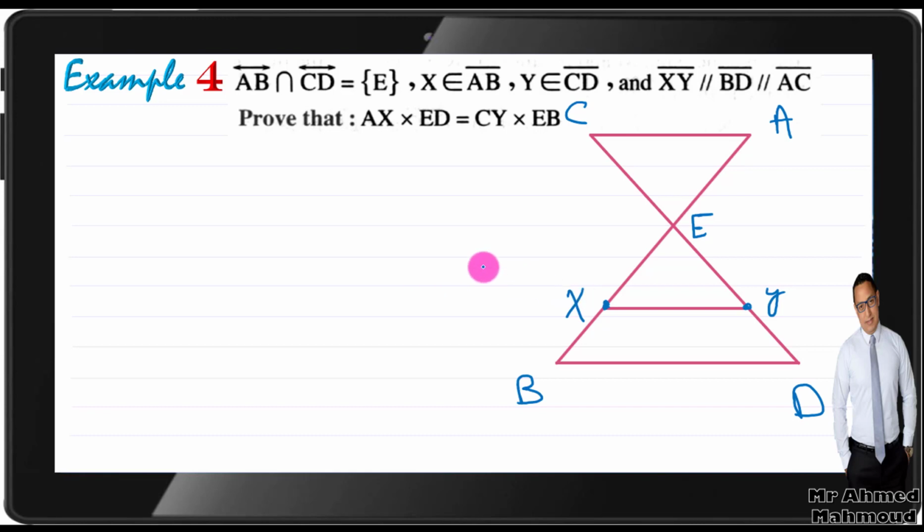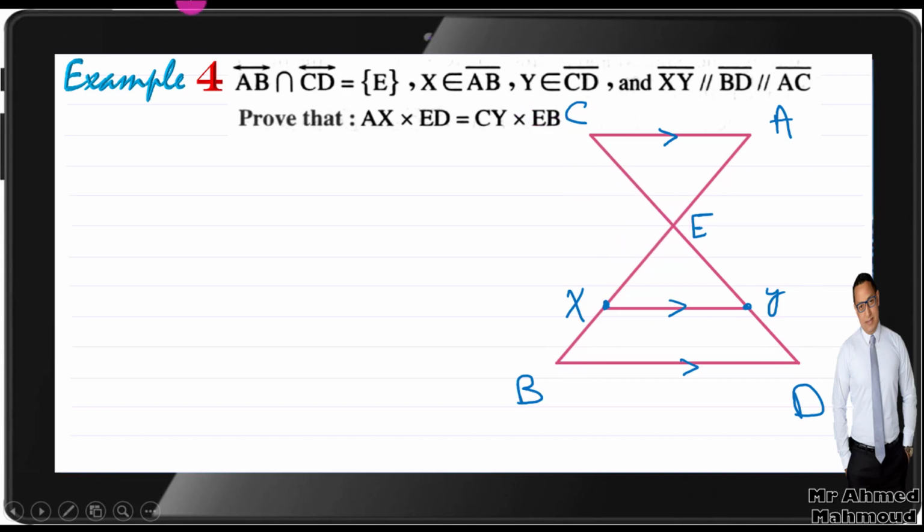Now, by looking carefully here, we have 1, 2, 3 parallel lines. From these parallel lines, I can conclude many proportions. But the proportion you need is included here. I'm going to take AX and its opposite. What's its opposite? Its opposite is CY here. And I'm going to take ED and its opposite is EB here.